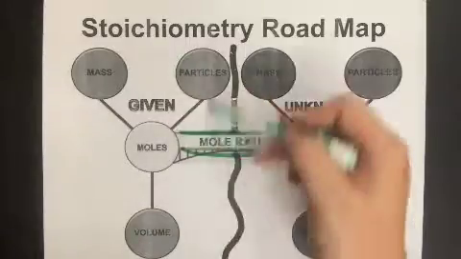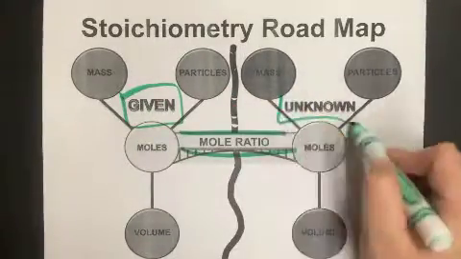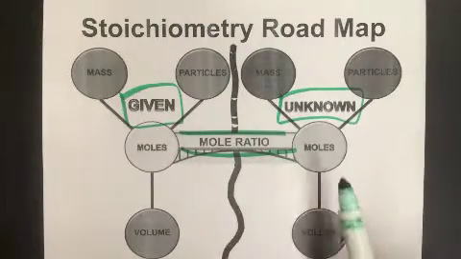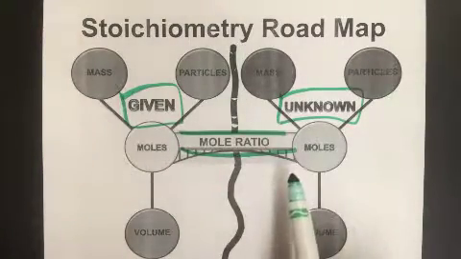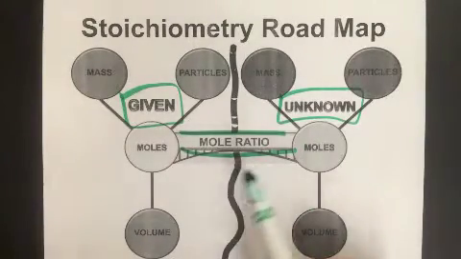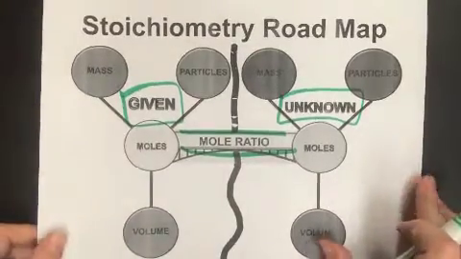Now everything on this side of the map is about your given. Everything on this side of the map is about your unknown. Okay? And the only way to go from your given substance to your unknown substance is through that mole ratio bridge. You can't go across the water, you can't do any swimming or any kind of boating or any of that stuff. You must go across that bridge. Okay?